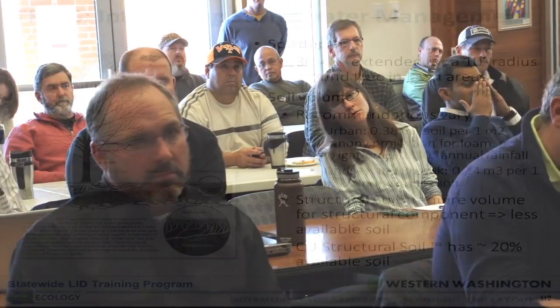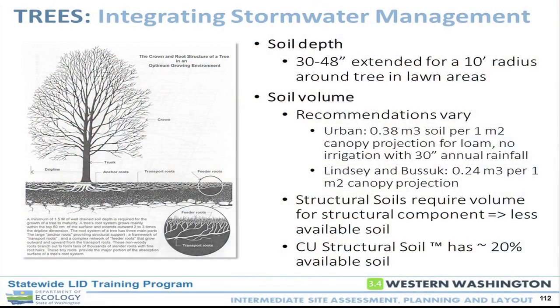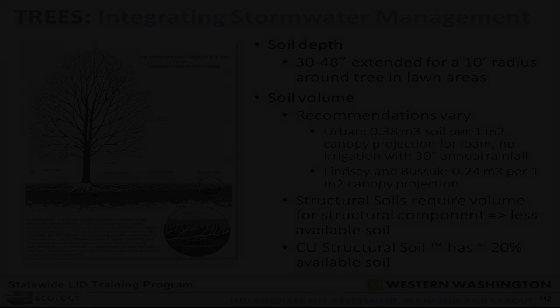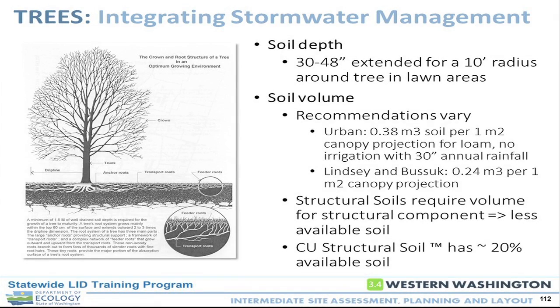There are two primary soil recommendations out there that you'll see, one from James Urban and one from Lindsay and Busek from Cornell. From Urban, 0.38 cubic meters of soil per 1 square meter of canopy projection. But he adds in the type of soil, loam. This is for no irrigation with 30 inches of annual rainfall. So he throws in a little bit more detail on his soil recommendation than Lindsay and Busek, and that adds a fair amount of soil volume. And the other, a little bit simplified, is 0.24 cubic meters per 1 square meter of canopy projection.